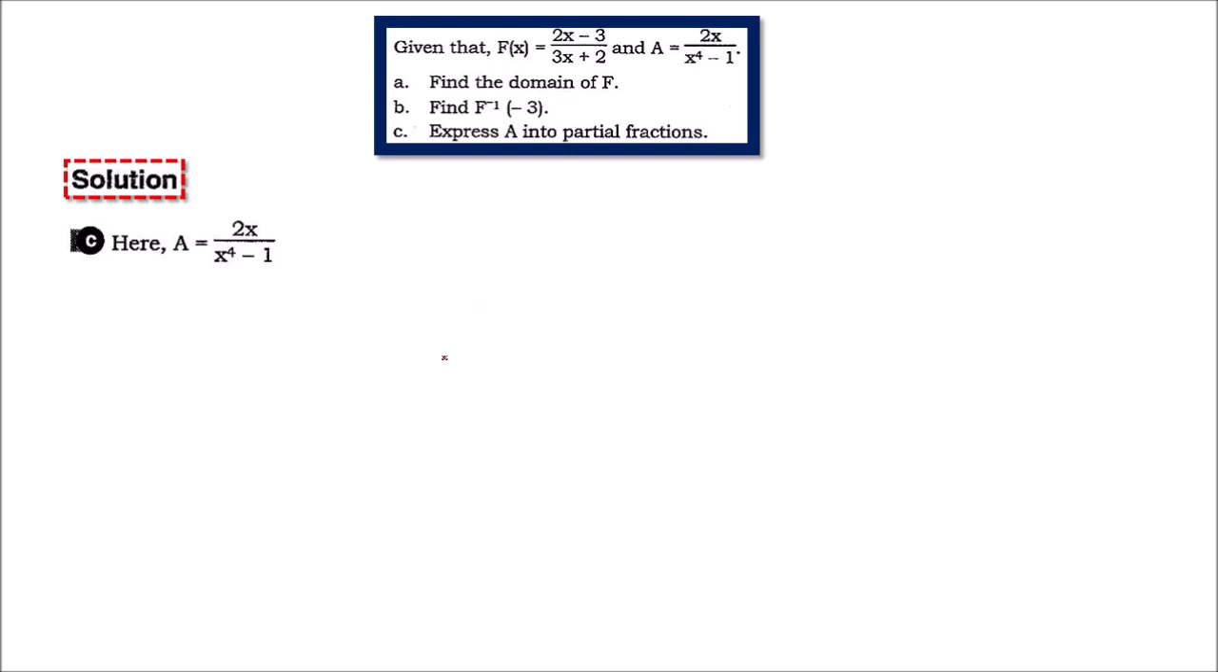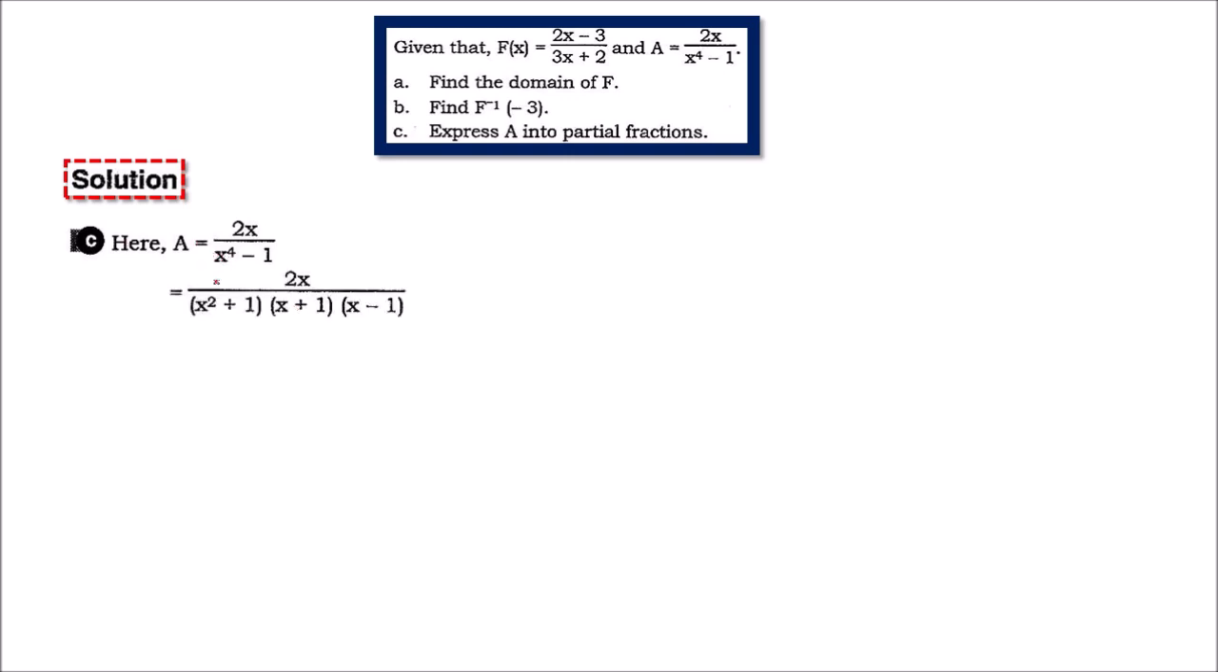So here the question is about partial fractions. You should see the partial fraction video if you don't understand the math properly. So here we are going to just solve.